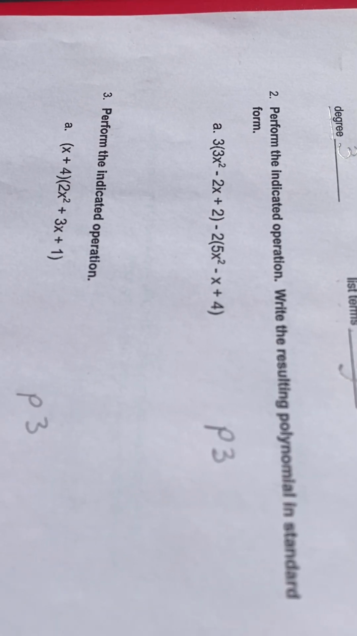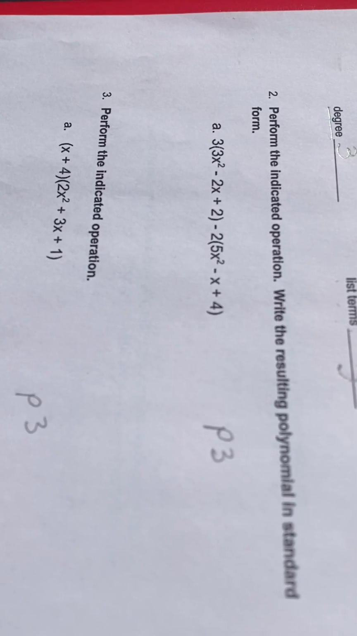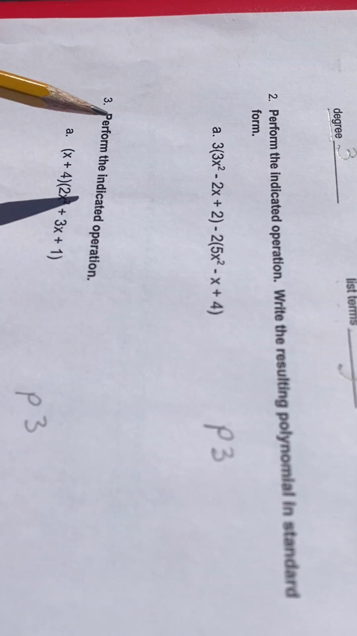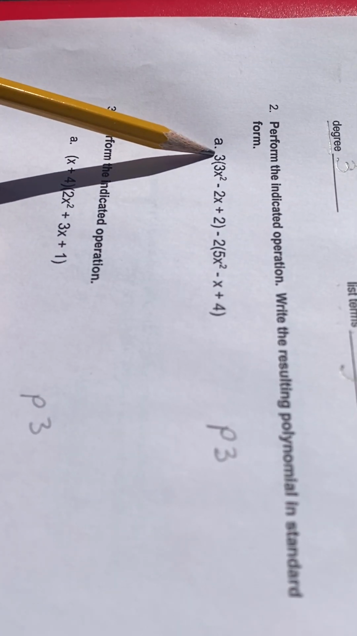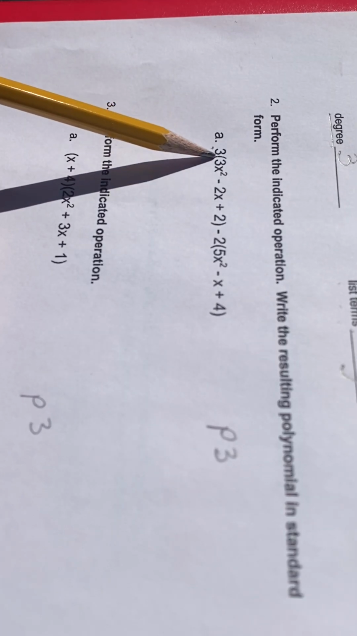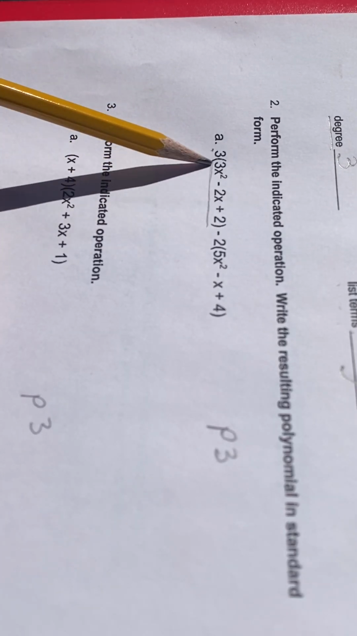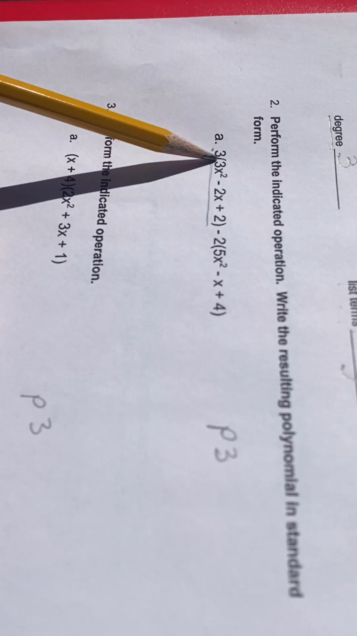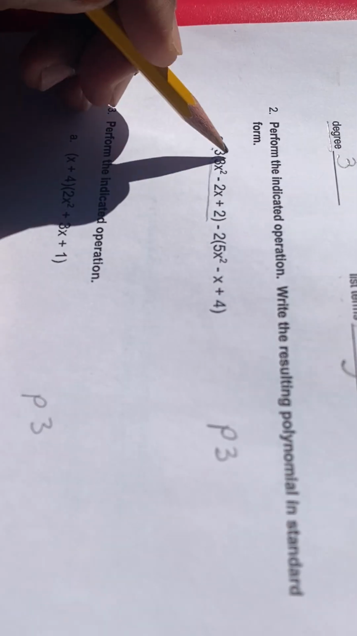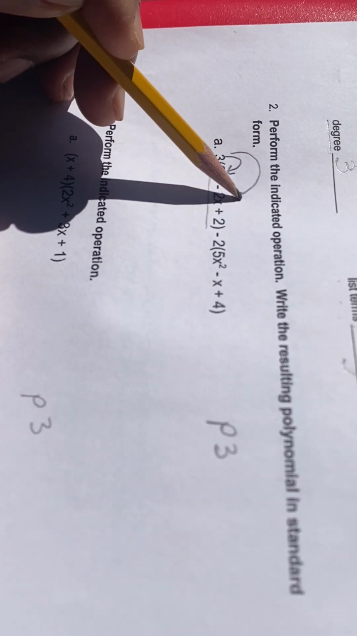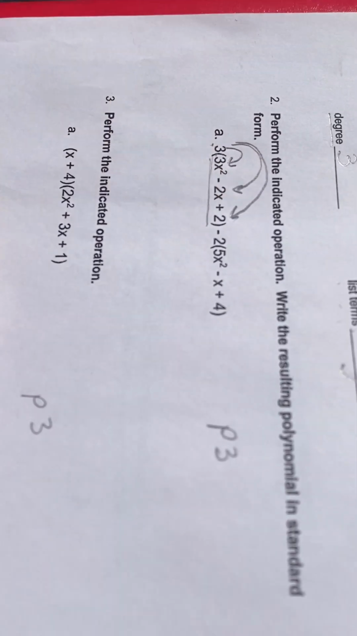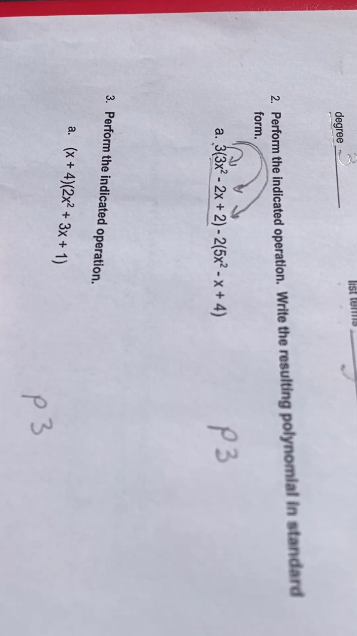Problem 2 is perform the indicated operations. Write the resulting polynomial in standard form. So there are a couple things here. First off, I have a monomial, or what I would call a coefficient, out in front of a polynomial. Whenever you see a number next to a parenthesis like this, it means you multiply. You're going to multiply this 3 times those 3 terms within that polynomial.